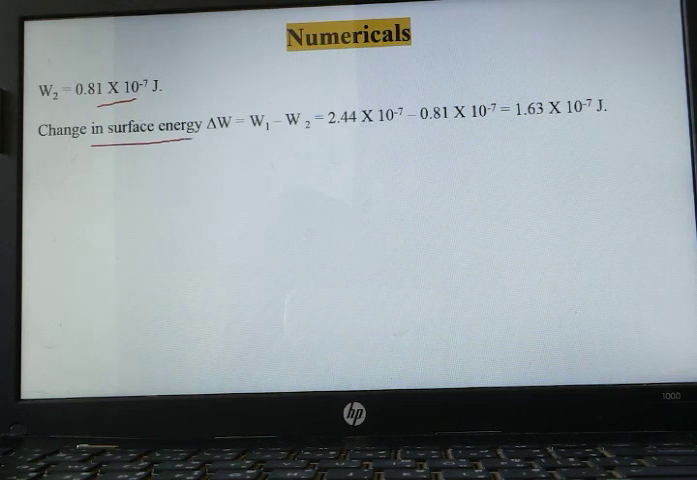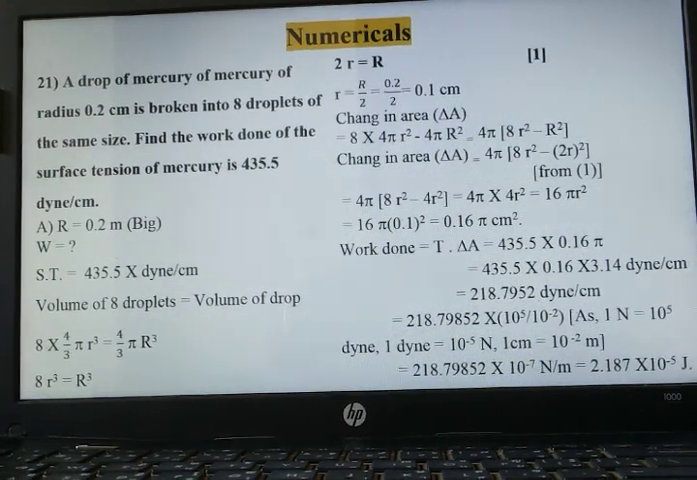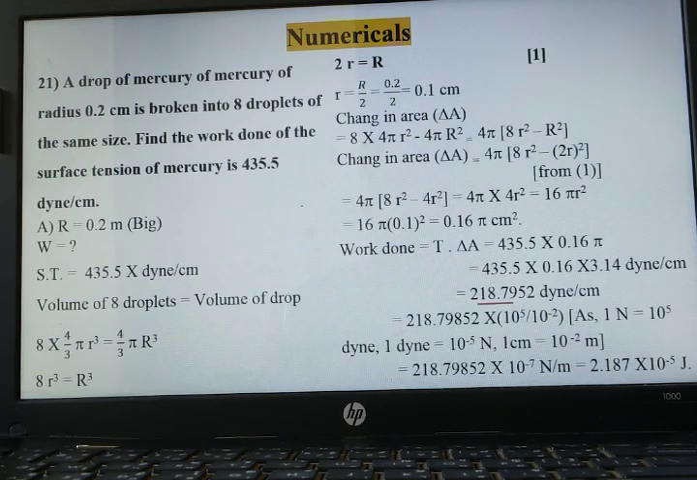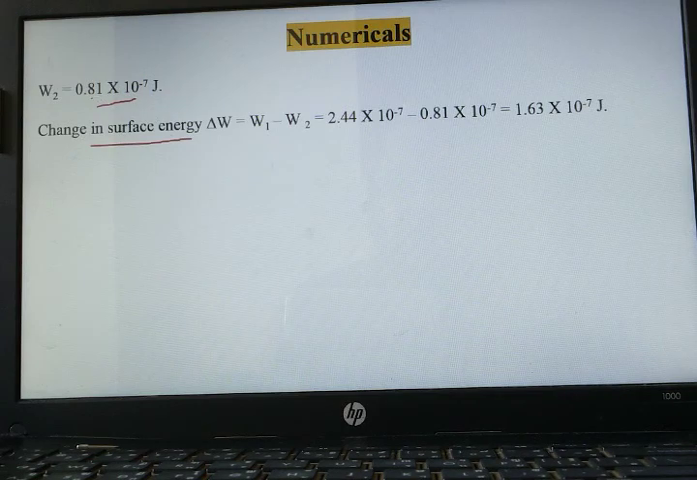Now the change in surface energy, delta W. When there were 27 droplets, the energy will be greater, minus when the droplets have formed into a single droplet, the energy will be less. So W1 minus W2, that is 2.44 into 10 raised to minus 7 minus 0.281 into 10 raised to minus 7. After subtracting, you will get 0.63 into 10 raised to minus 7 joule.